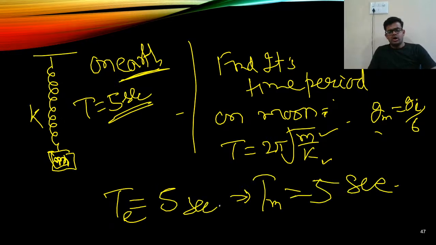So remember, the time period of oscillation of a spring mass system depends only and only on the mass of the particle and spring constant. That's all. It does not depend on any other thing. You go to Moon, you go to Mars, you go to Pluto, you go anywhere, the time period of the spring mass system will be the same. So you need to remember this basic concept. That's all I wanted to say.